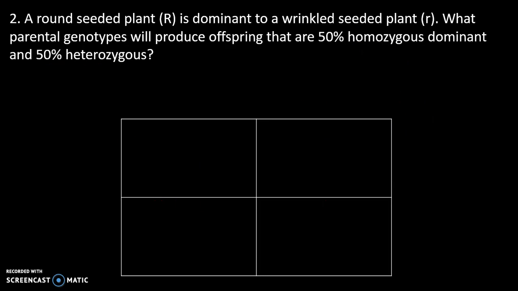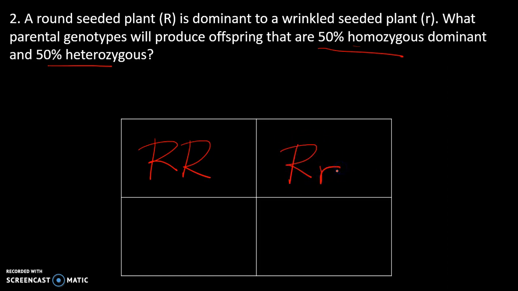A round-seeded plant is dominant to a wrinkle-seeded plant, and we're going to use R's as our letters for our alleles. What parental genotypes will produce offspring that are 50% homozygous dominant and 50% heterozygous? It doesn't really matter where we put it, but that homozygous dominant genotype is going to look like that, and then my heterozygous genotype is going to look like this. So 50%, 50%. How do we get that?